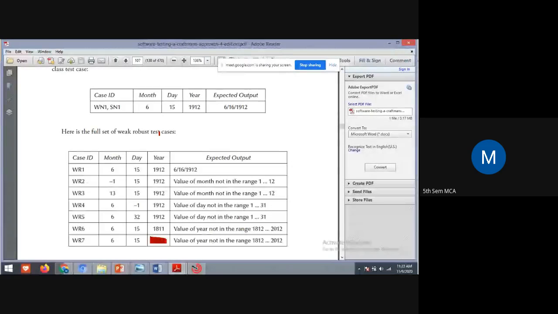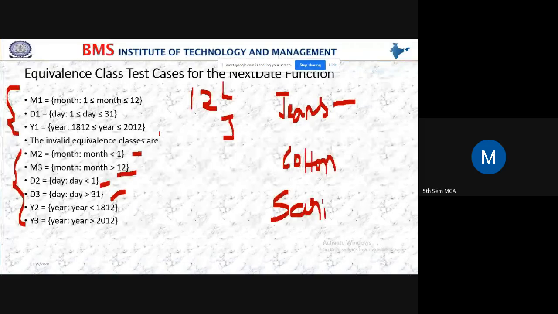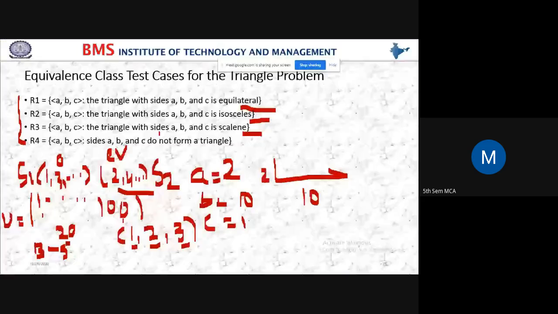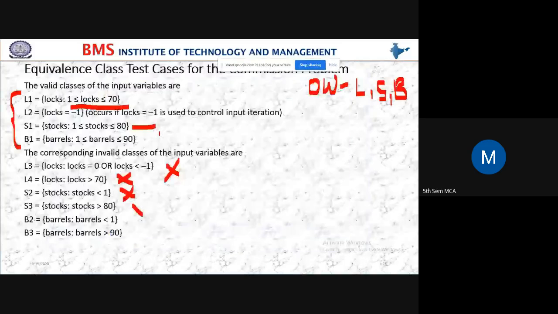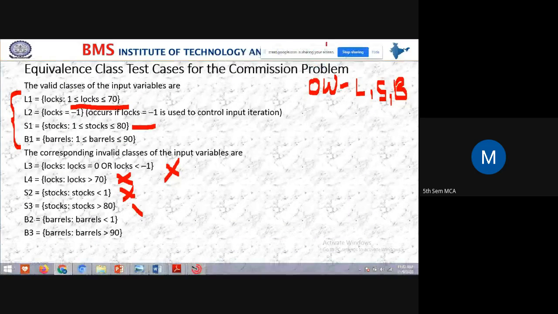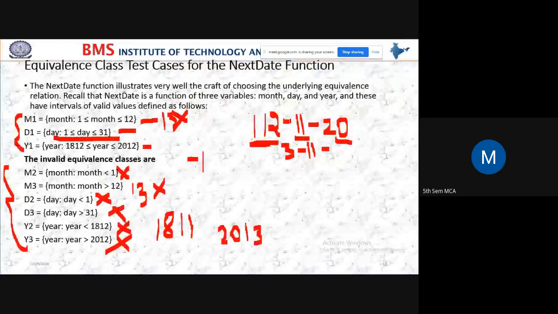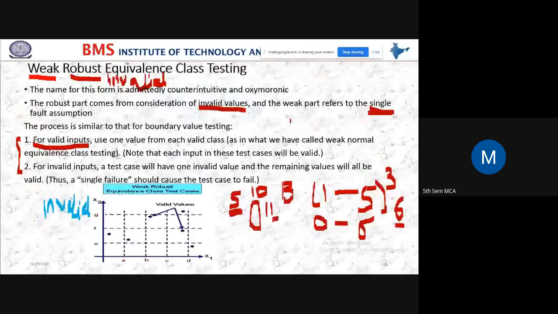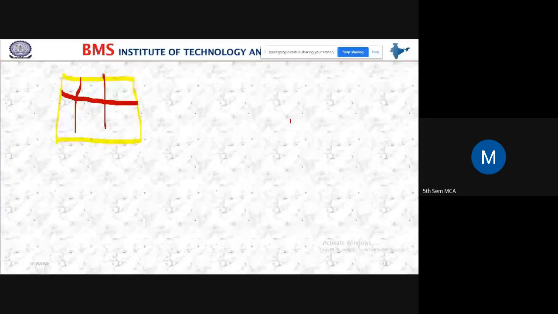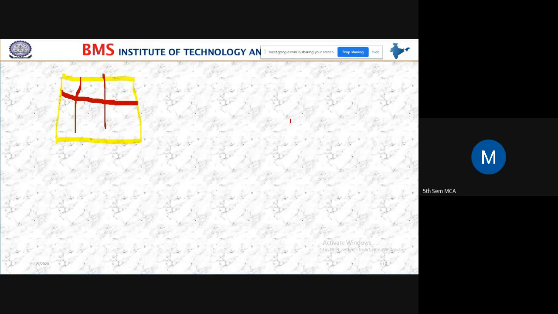It's like this. We can write different test cases using the equivalence class for the triangle problem, for the commission problem. Students, all these are very much important. Very much important. These graphs. Yes. Any doubt? Any doubt, students?